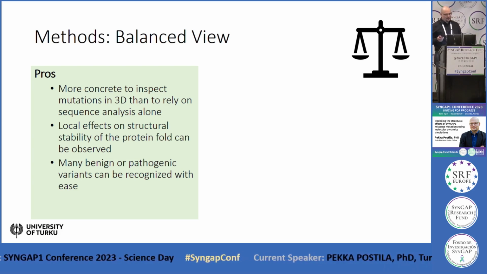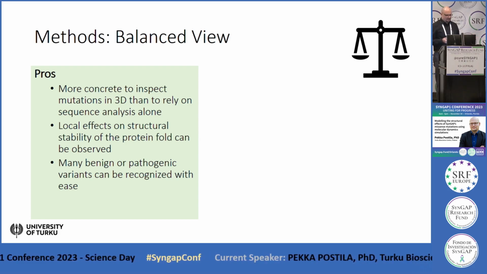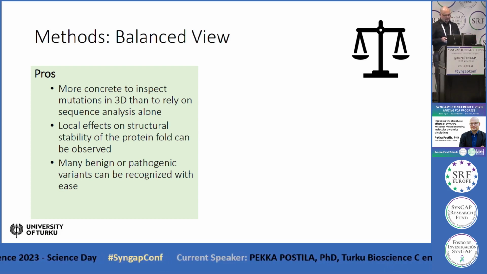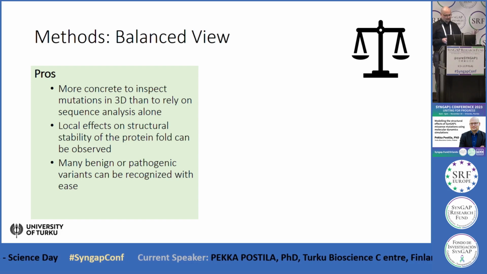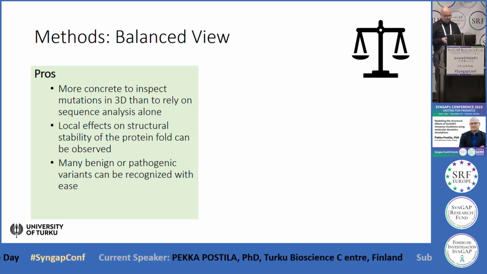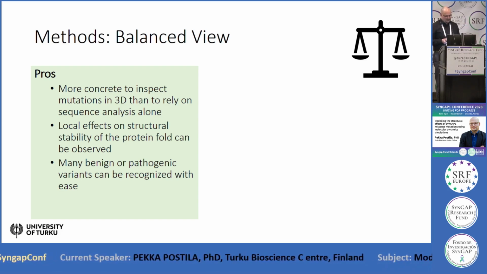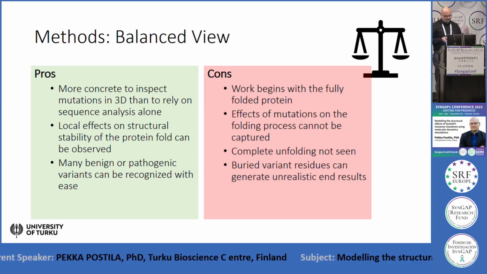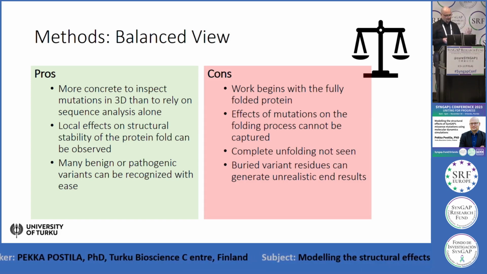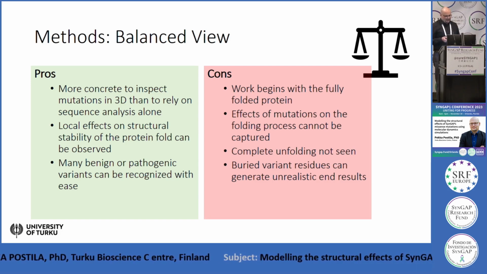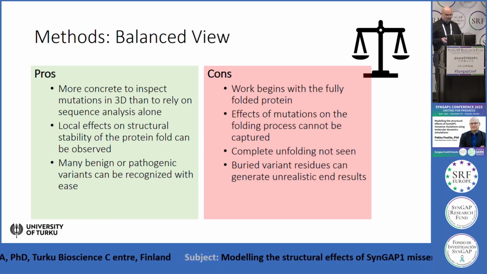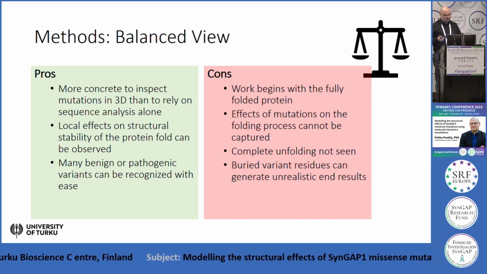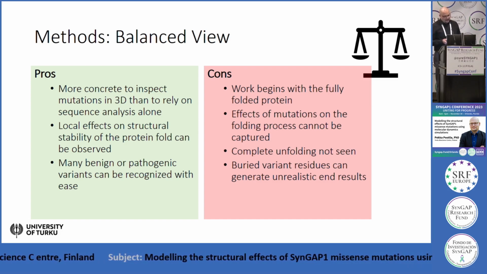So what can you expect? What is the balanced view of this? So there's a lot of pros to this. You can actually see what the mutations are, where they're located, what they're sort of doing. So that's better than looking at the sequence. We can see definitely local changes in the stability and the conformation of the protein from the simulations. And in many cases also we can see what is benign, what is pathogenic. It becomes obvious once you see it.